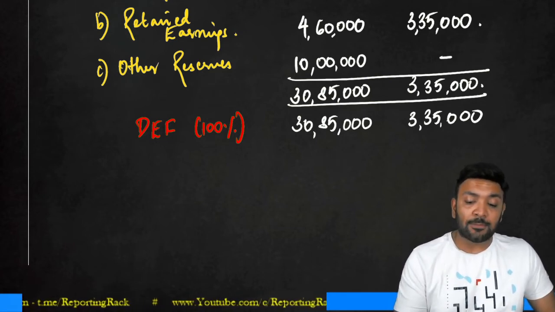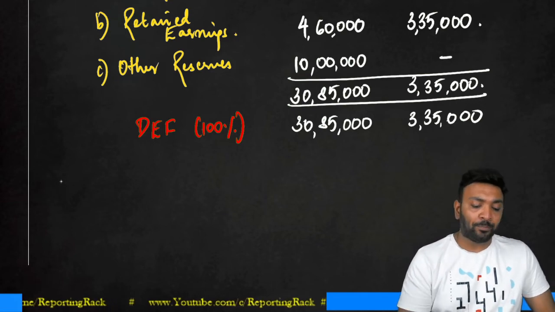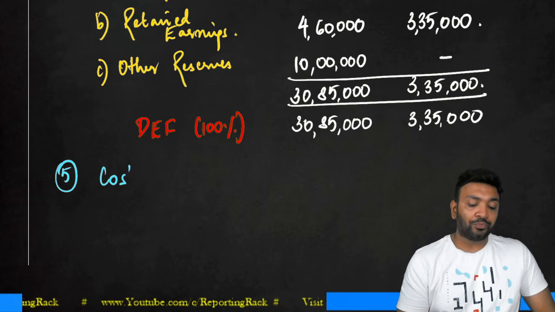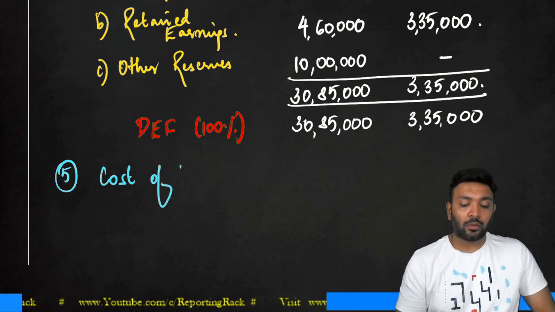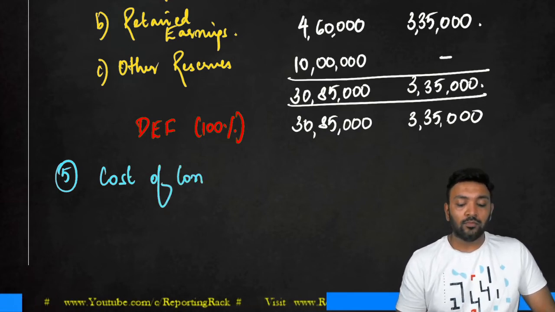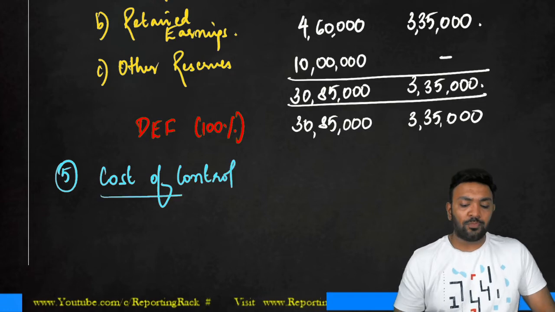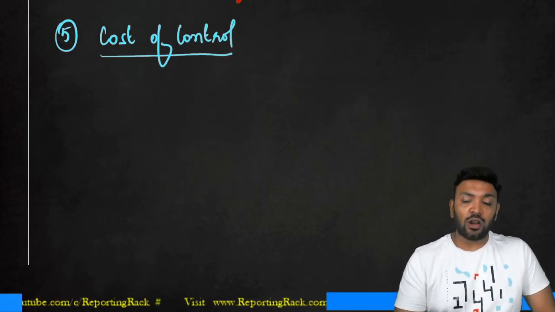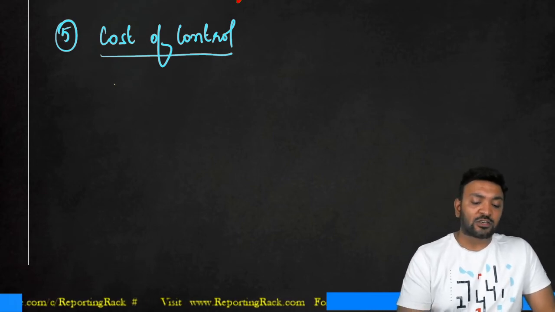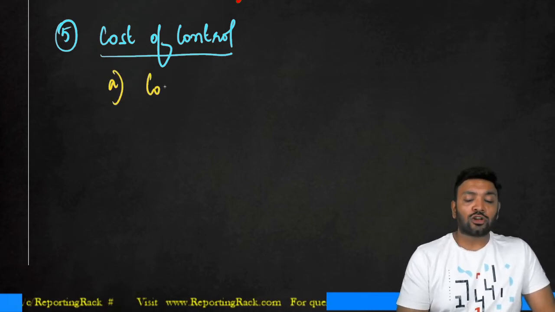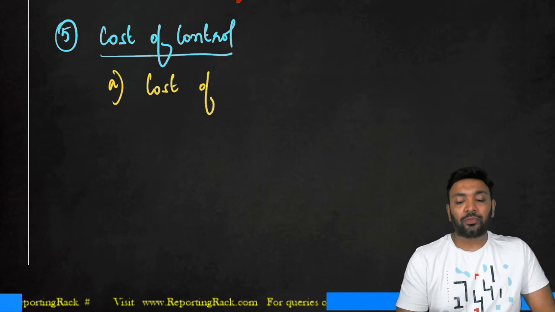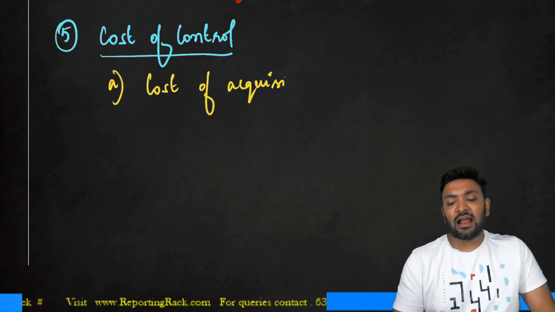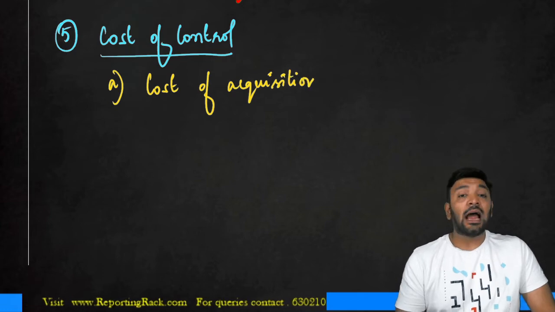So now my step 5 has to become cost of control. Let's start. What is the first one? Cost of acquisition. For acquiring control, what is the value that you spent?